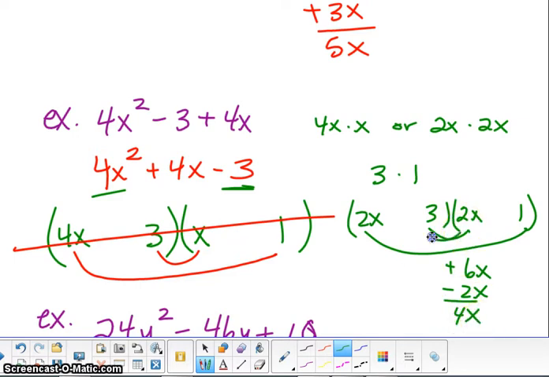So the 6 is the middle term, so the positive is going to be attached there, and then the minus is going to be at the end. So now I have my final answer. And always double check by foiling.